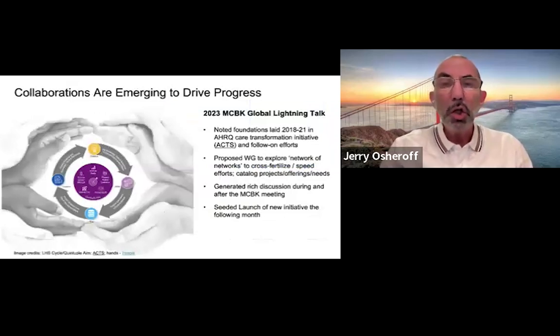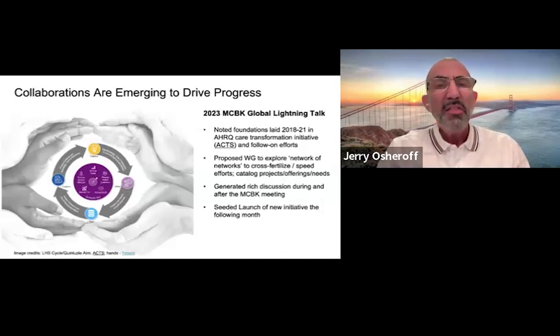That MCBK Global Lightning Talk last year outlined an AHRQ-funded initiative that gathered hundreds of stakeholders to produce a future vision, action plan, and concept demonstrations for a knowledge ecosystem that supports CBK-enabled LHS cycles. It also outlined stakeholder-driven efforts to continue this work after the ARC funding ended, focusing on specific targets such as pain and opioid management. The talk proposed forming a work group to explore creating a network of networks to cross-fertilize and speed current efforts that are somewhat siloed but ultimately interdependent.